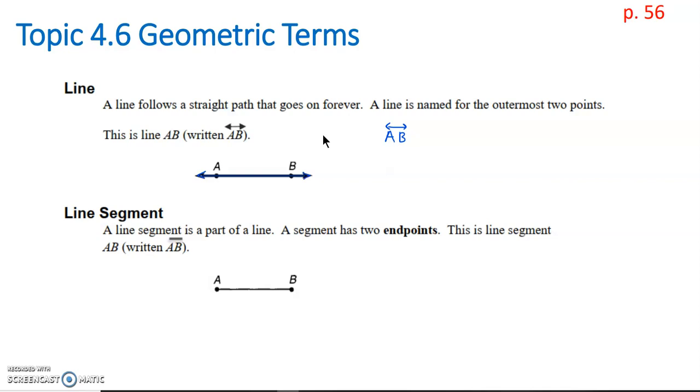Now we can name a line the other way as well, so you can call this line also BA, and you would show the same symbols up top. So this line is called AB or BA.